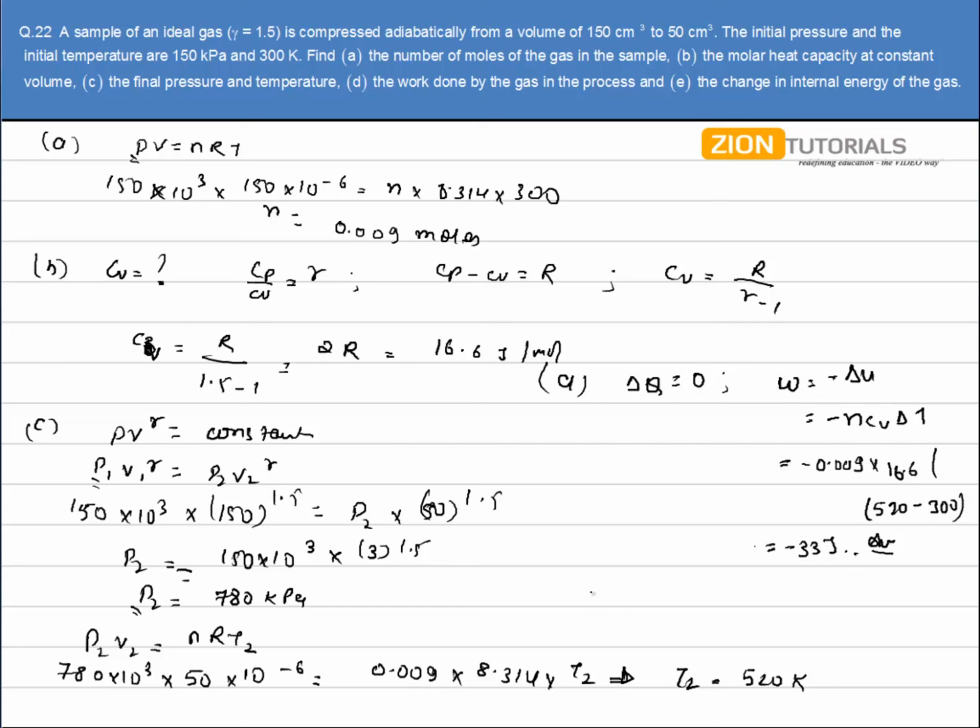Alright, and in the last part we have to calculate the change in internal energy, and as I told you, it is equal to nCv delta T, and from here it will be equal to simply 33 joules. That is the answer.